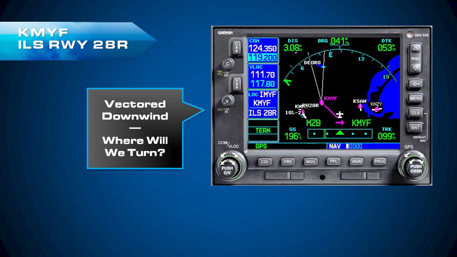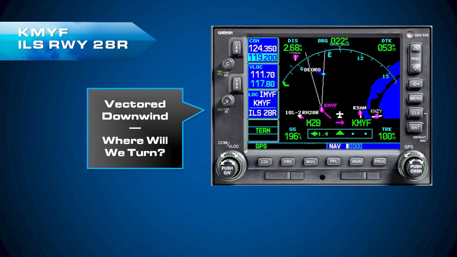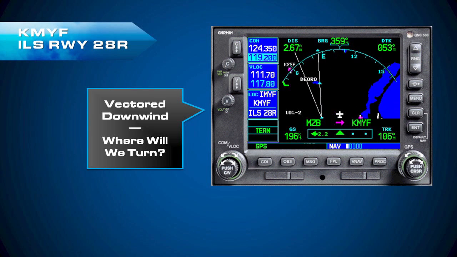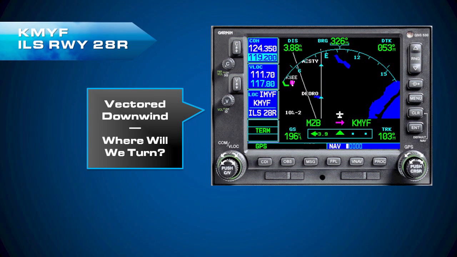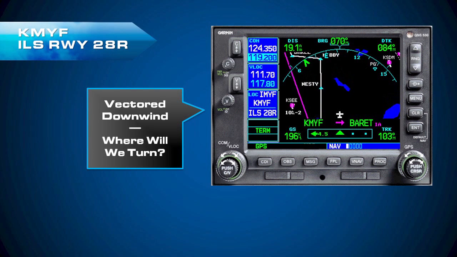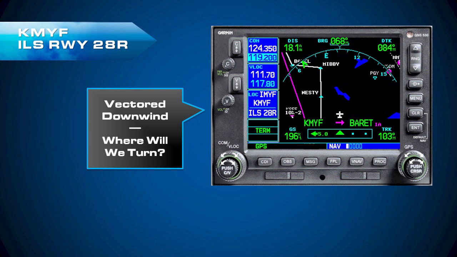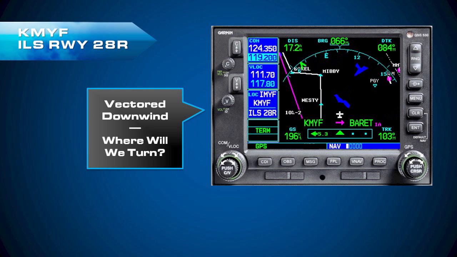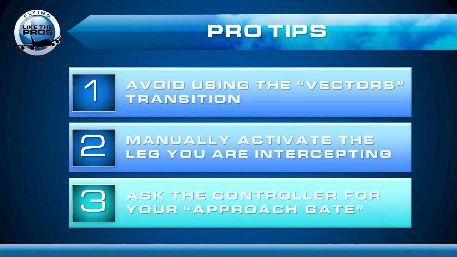So you're flying along on this downwind. You're saying to yourself, well, maybe the controller will vector me outside of Dioro. So if that's what they would do, I would simply just activate a leg between Nesty and Dioro. Or maybe the controller's going to vector me outside of Nesty. In that case, I would activate a leg between Mibby and Nesty. And that leads me to tip number 3, which is, look, if you don't know where the controller is going to vector you onto the final approach course, ask them.